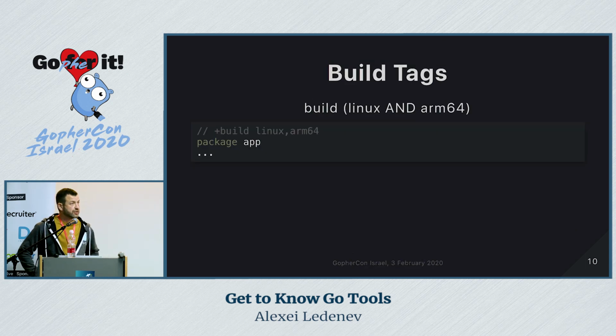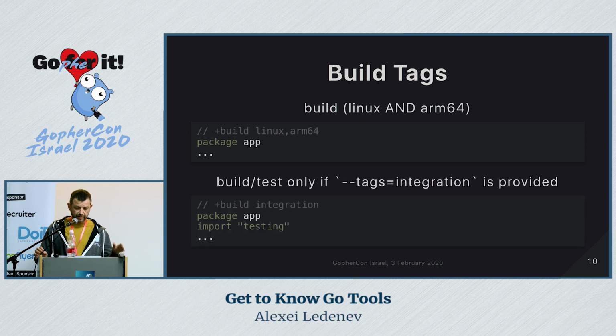Build tags are another nice feature I encourage you to explore. Actually, the comment you put on top of a file, plus build, and then specifying tag strings, allows you to include this file in compilation only when the tag is provided. And there are some out-of-the-box tags, for example, operating system and architecture. So if you have code that is OS specific or architecture specific, just put the build tag comment on top of it. But you can also provide your own tags. For example, you have code that is relevant only for integration testing. So you put a tag called integration, and you can use it with the -tags flag while you're building or running your tests.